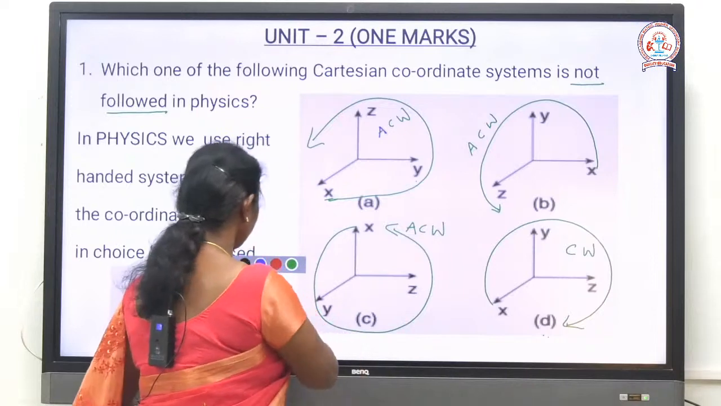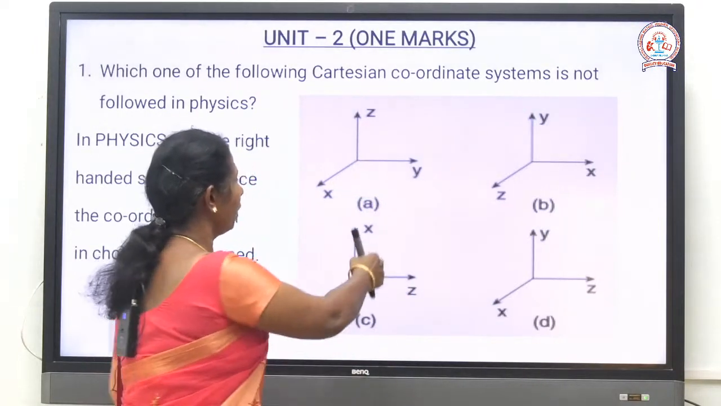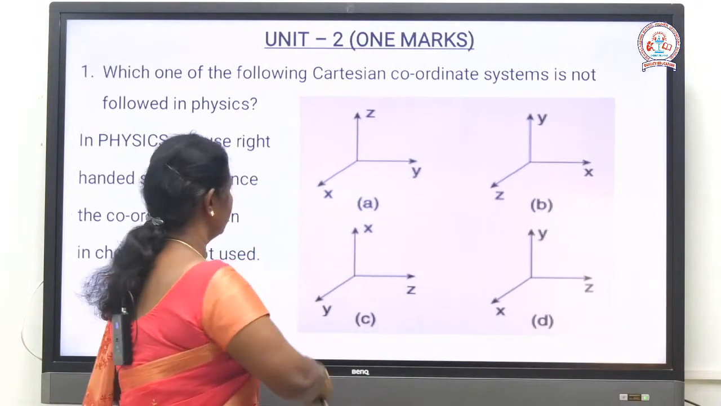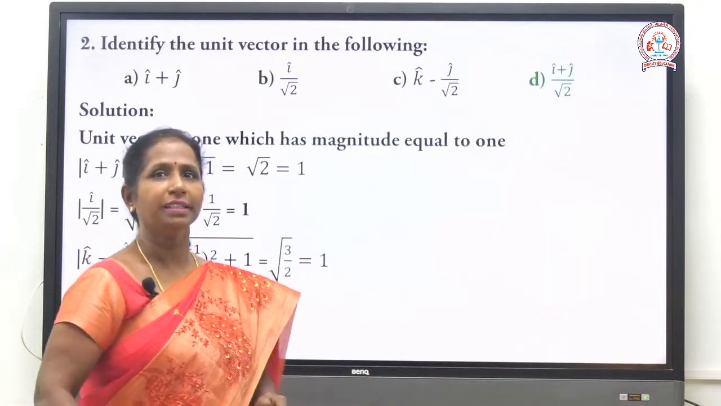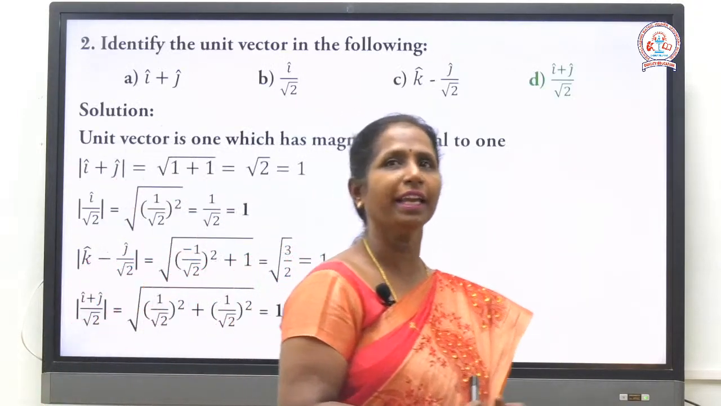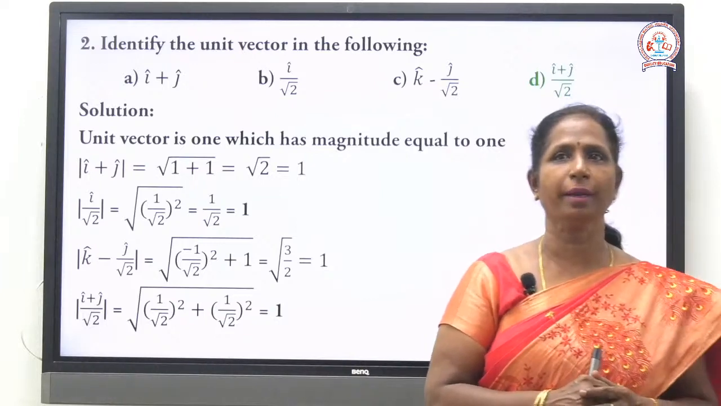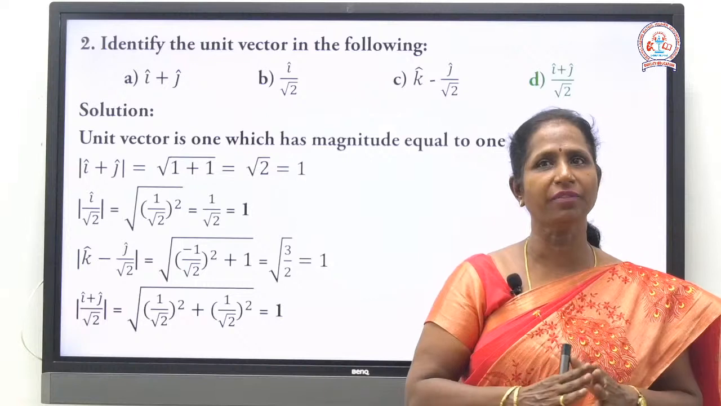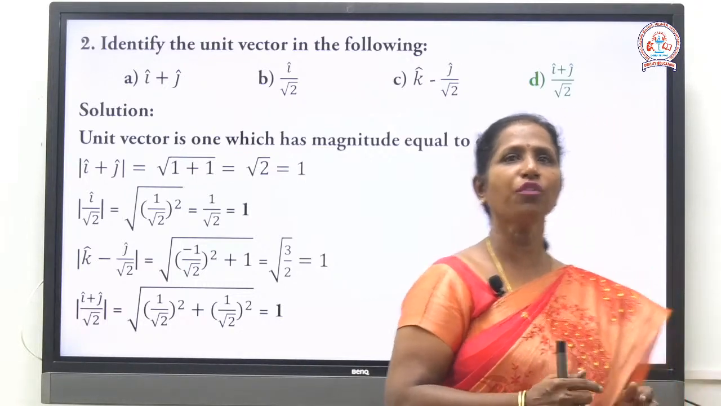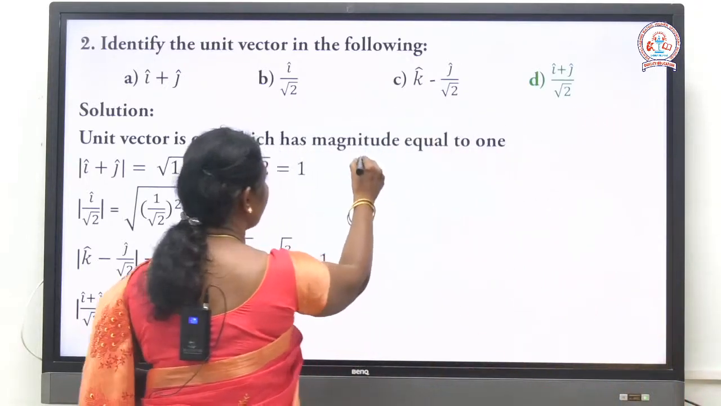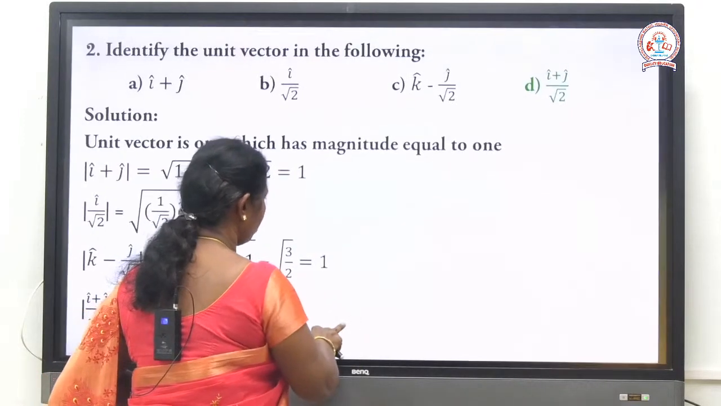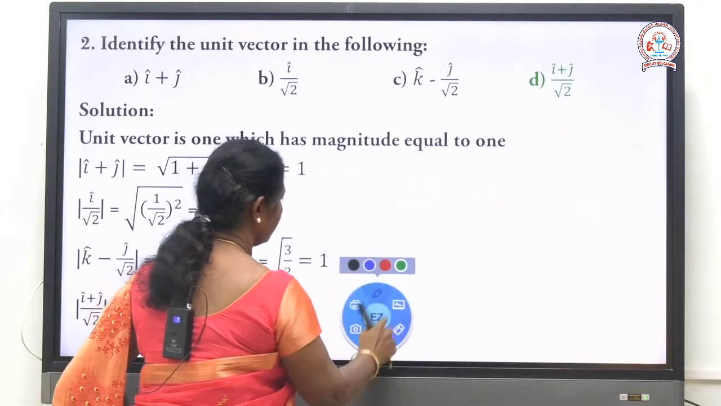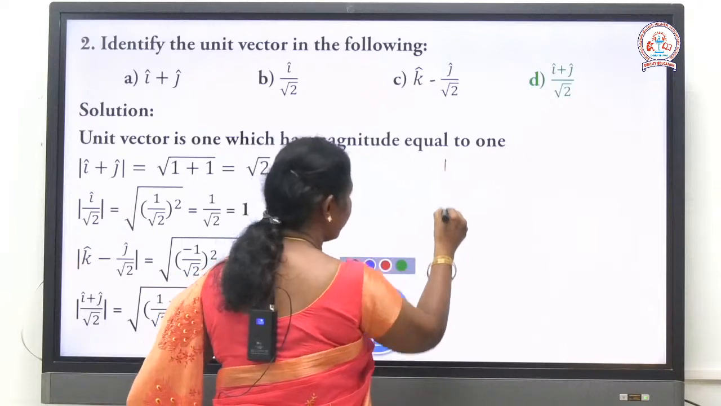Clear? Now we have the second question. Identify the unit vector in the following. First you must know how to calculate the unit vector. So how to find the unit vector? The unit vector is found using a formula.